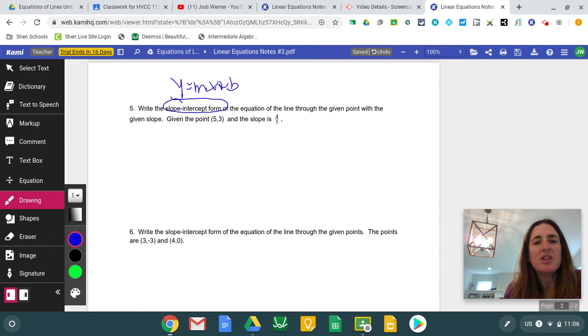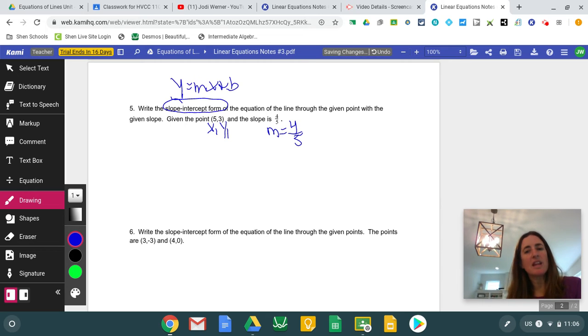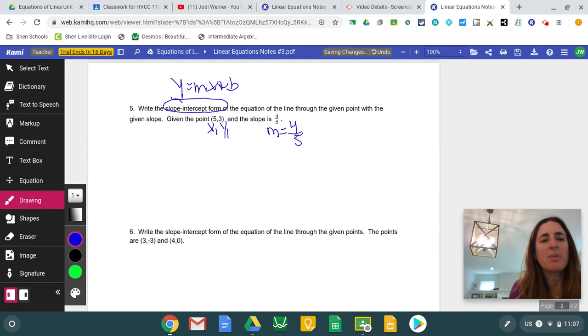Of the equation, through the given point with the given slope. Okay, my point is x1, y1, and my slope is really 4/5. Now, it's a point and a slope, so it might be easiest to start by using my point slope formula. Y minus y1 equals m times x minus x1.